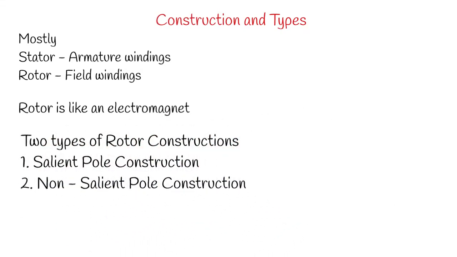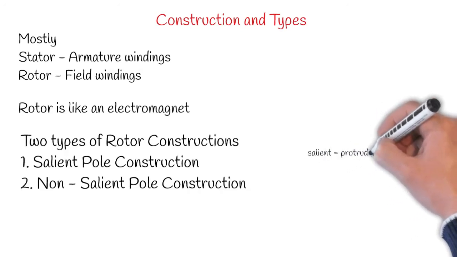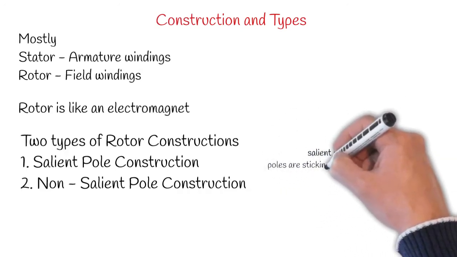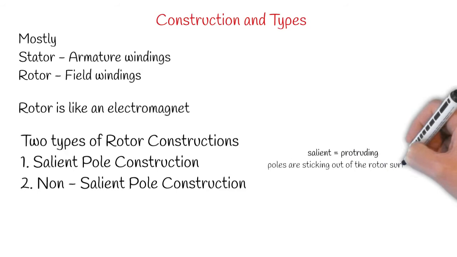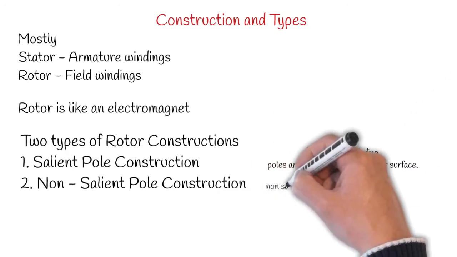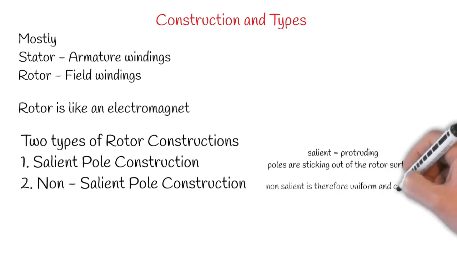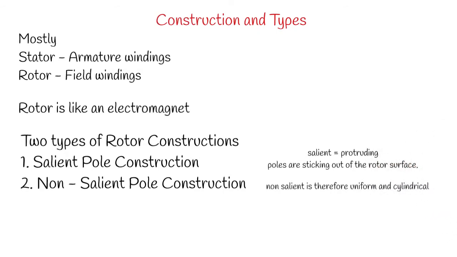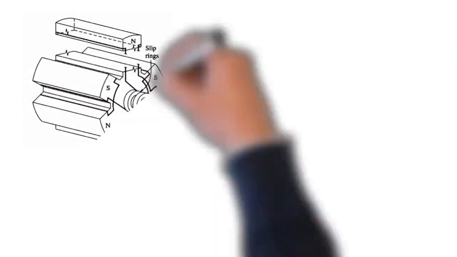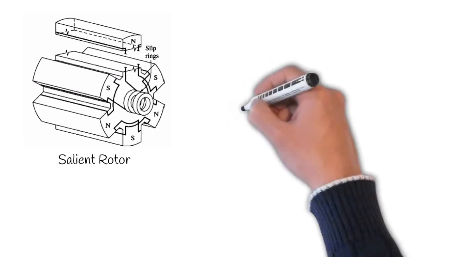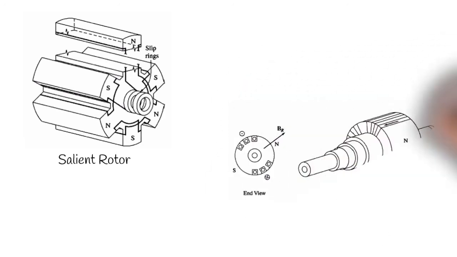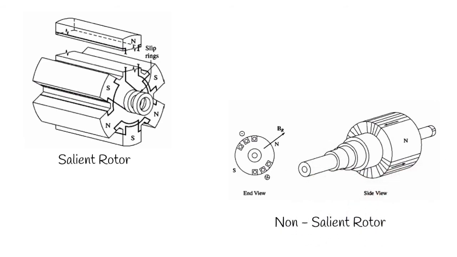A salient pole construction: salient refers to protruding. That means in this case, the poles on the rotor will be sticking out of the rotor surface, while in case of non-salient, the poles will be uniform with the surface, and therefore the rotor will be cylindrical. So this is the construction of a salient pole rotor. Notice the protruding poles, and this will be the look of a non-salient rotor with a cylindrical surface.